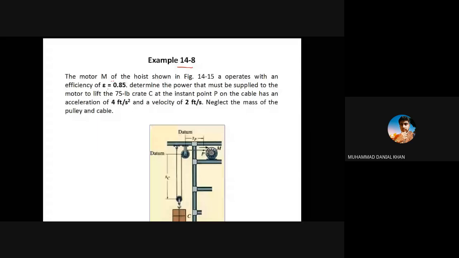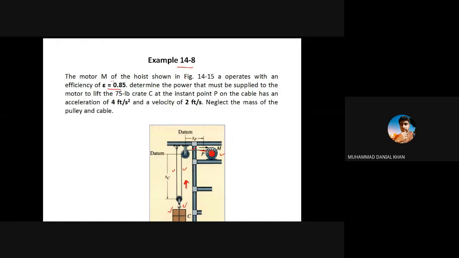of 0.85. This is the motor. Okay, if you understand this diagram, this is a motor. We have this rope, right? And here we have a weight. So when this motor rotates, due to the force that it applies on this rope, the weight moves upward. So this motor is helping the system to lift this weight, the weight at point C. Okay, the efficiency of this motor is 85% or 0.85.